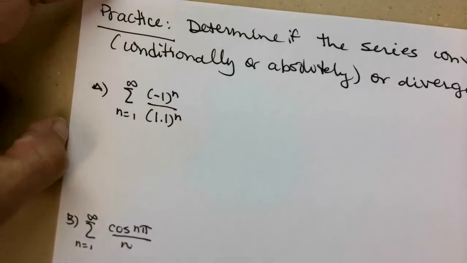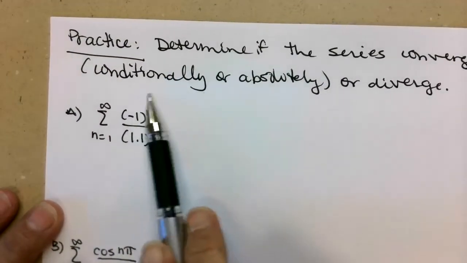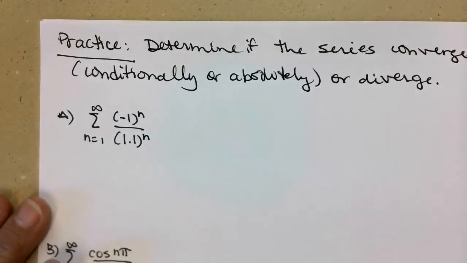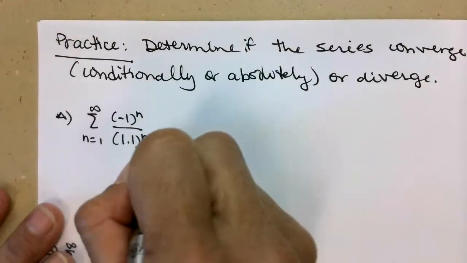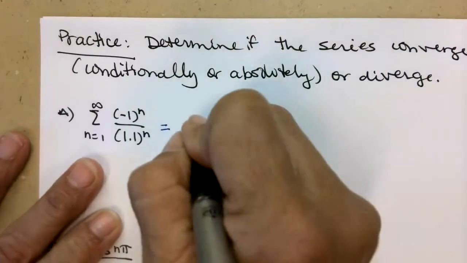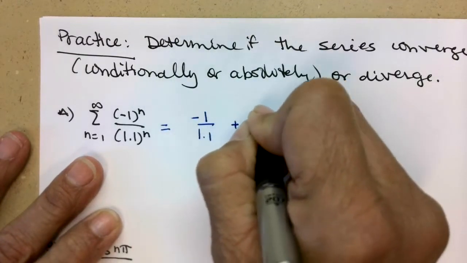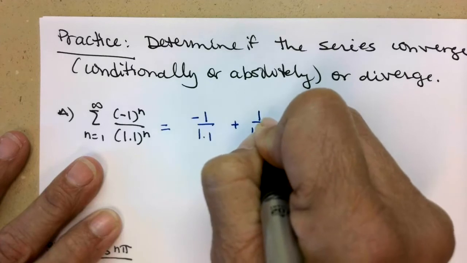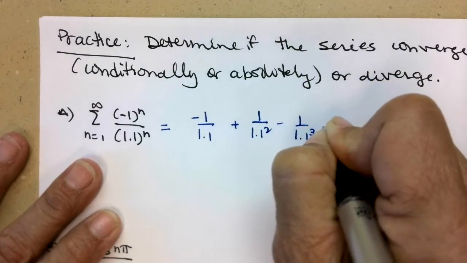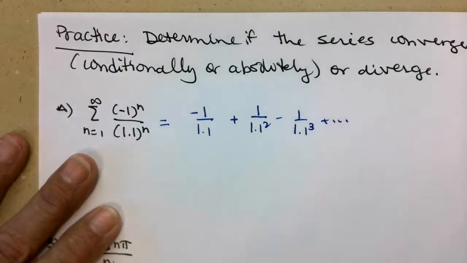Practice, as I like to say. So let's determine if the following series converge, either conditionally or absolutely, or if they diverge. Okay, so we can write out the first couple of terms just so we see what it looks like. If n is 1, I'm going to get negative 1 over 1.1, and then the next one is positive 1 over 1.1 squared, and then negative 1 over 1.1 cubed, etc. Okay, so alternating series, great.